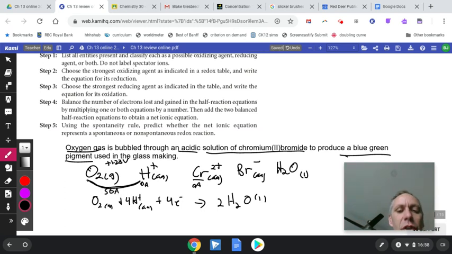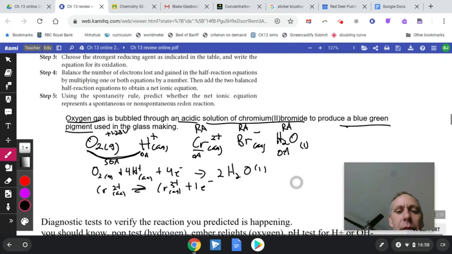Okay, strongest reducing agent. So chromium 2 plus is also a reducing agent. So is bromide, and so is water. I forgot water is also an oxidizing agent. It's a really weak one. So when you look them up, you discover the strongest reducing agent of those three is chromium 2 plus. So as a reducing agent, it will lose 1 electron and become chromium 3 plus, aqueous.